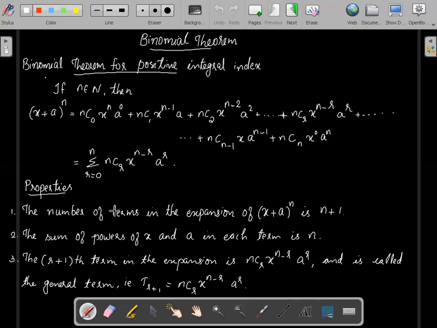First one, the number of terms in the expansion of (x plus a) whole raised to n is n plus 1. The sum of powers of x and a in each term is n. The (r plus 1)th term in the expansion is nCr x raised to n minus r into a raised to r and is called the general term. That is, the general term can be written as T(r plus 1) is equal to nCr x raised to n minus r into a raised to r.